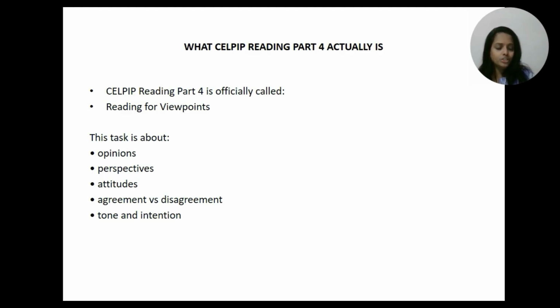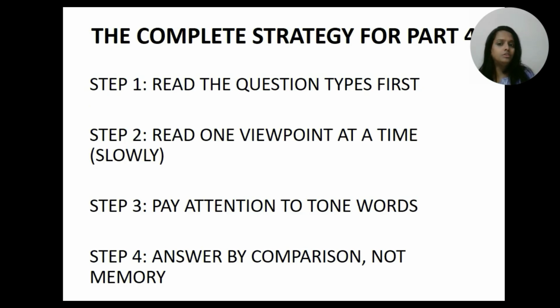And I'm going to give you a complete strategy for part 4. This is non negotiable, so you have to follow it exactly. If you have a pen and notepad, please make a note of these steps. First one, before reading viewpoints, you have to quickly look at all questions. You have to notice the patterns like who agrees, who would support, who is most concerned about, which two people share a similar view. Now your brain knows what relationships to track.